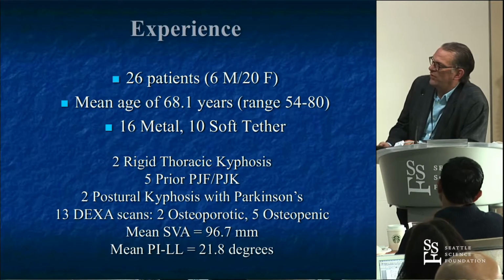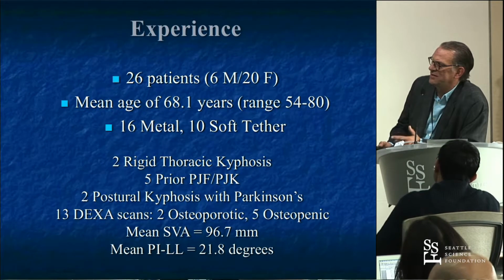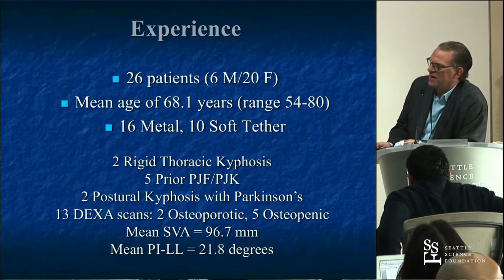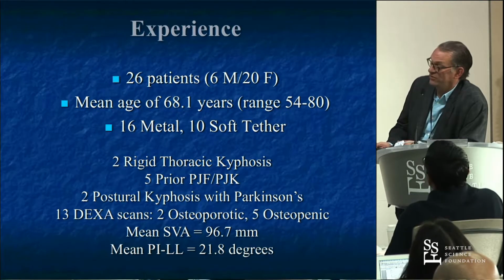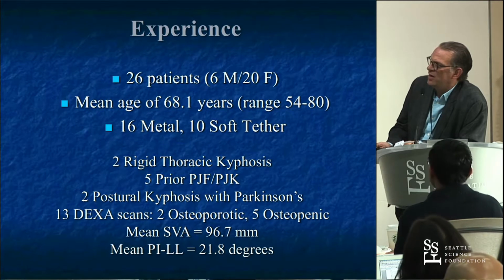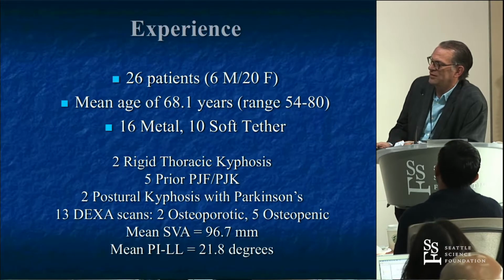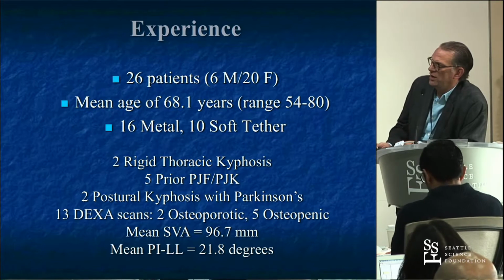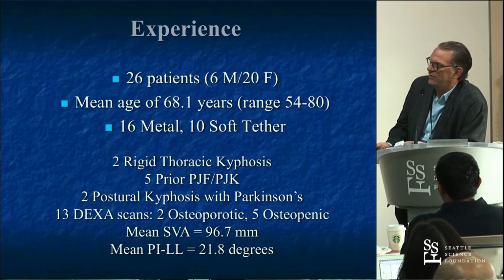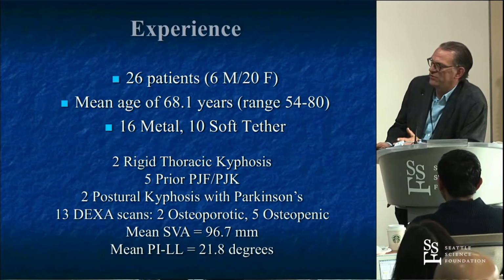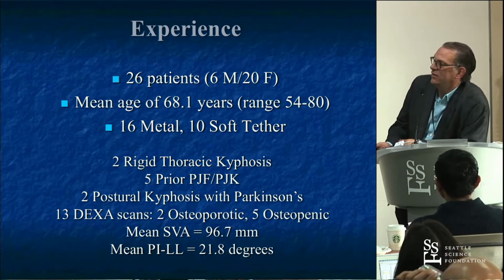So our experience with that: I did a total of about 26 cases. I may have done a couple more, but I reviewed the first 26 that we did with this. There was a mean age of 68 years, so an older patient group. I did 16 of them with metal, either the Vepter or the custom cradle I showed you, and 10 with a softer tether. The diagnoses preoperatively: 2 of these were rigid thoracic kyphoses. Those were ones that I did not take to the pelvis.